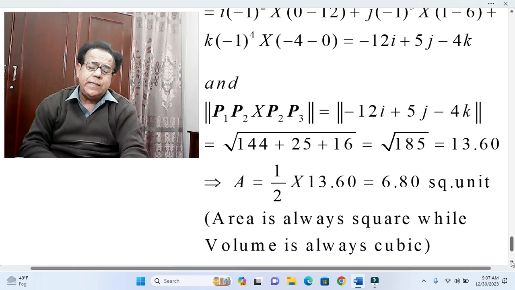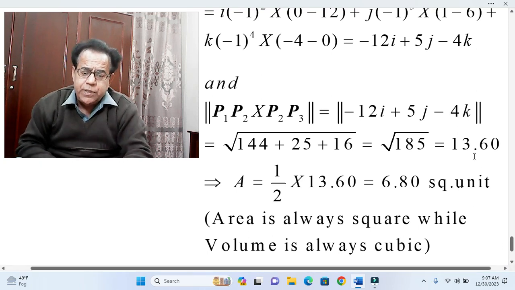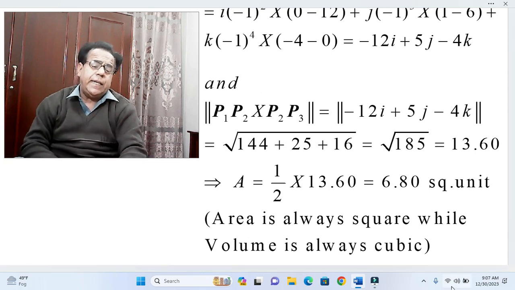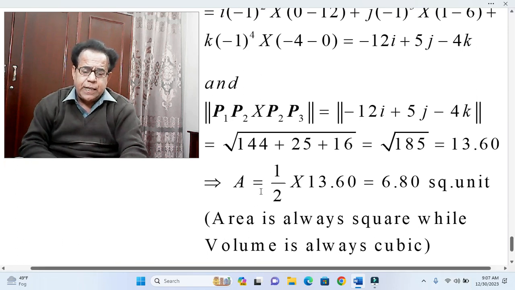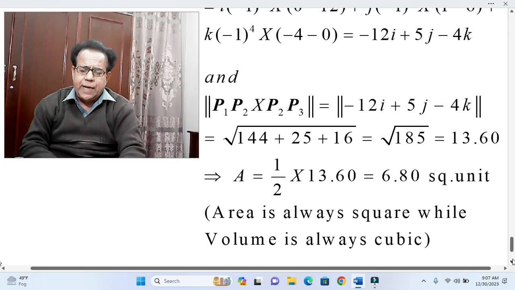But actually this is the area of the parallelogram, and we have to find the area of the triangle. We know that the area of a triangle is equal to half of the area of the parallelogram, and hence the area of the triangle A becomes equal to half of 13.60. This becomes equal to 6.80 square unit, because area is always square while volume is always cubic.